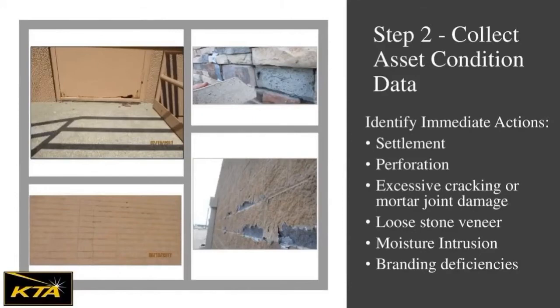As we collect the data, we may need to identify immediate actions that are present on the building. Some examples may be settlement, or perforation, like we see in the door, how it's perforated. Or excessive cracking of mortar joints, loose stone veneer, moisture intrusion, or branding deficiencies.